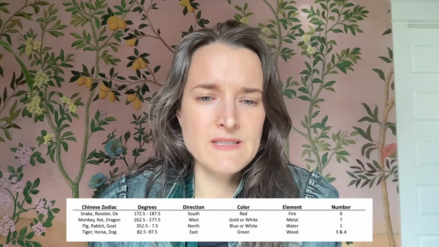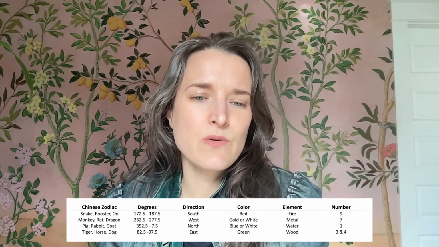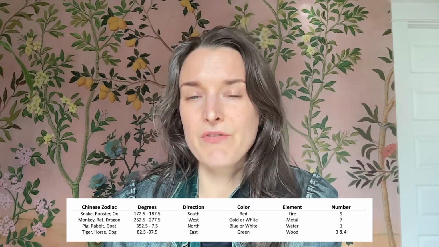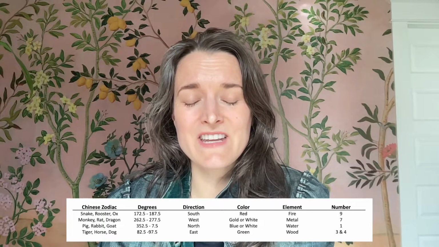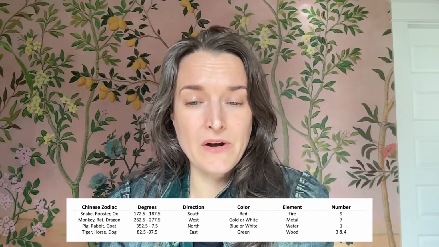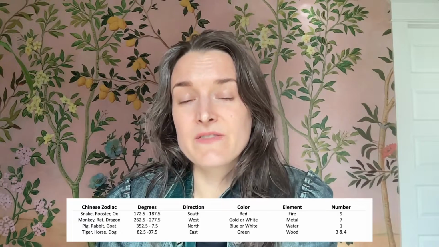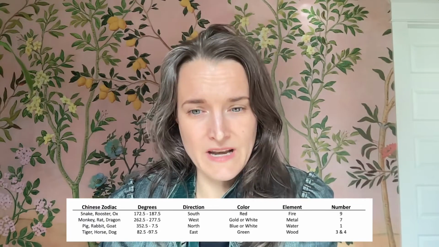So let's use another example of how this would work. Let's say that we have snake, rooster, and ox. So we have their degrees. We know exactly where that is in the south. Perfect. Well, your color is red. So in that location, you're going to pick red flowers. And again, important that it's in water. That element is fire, so that's hence the red color.